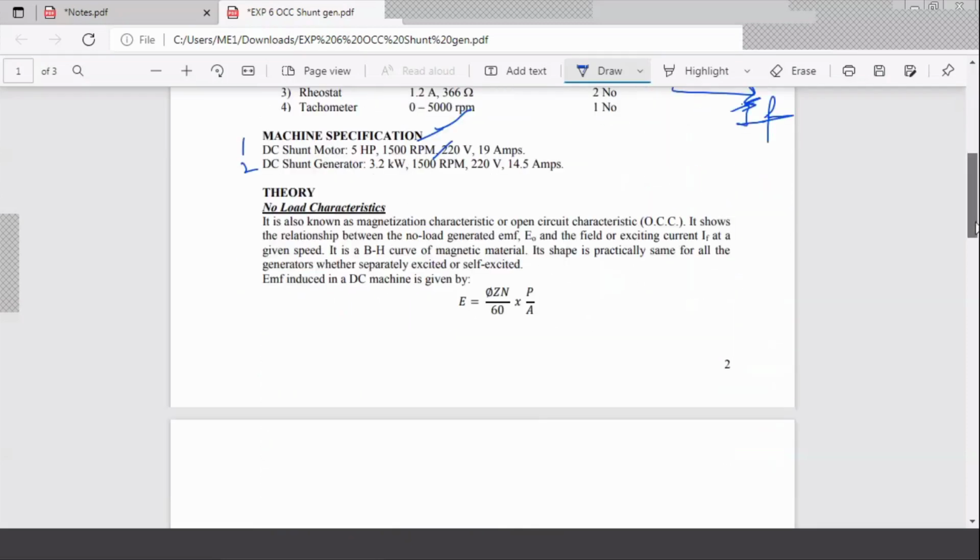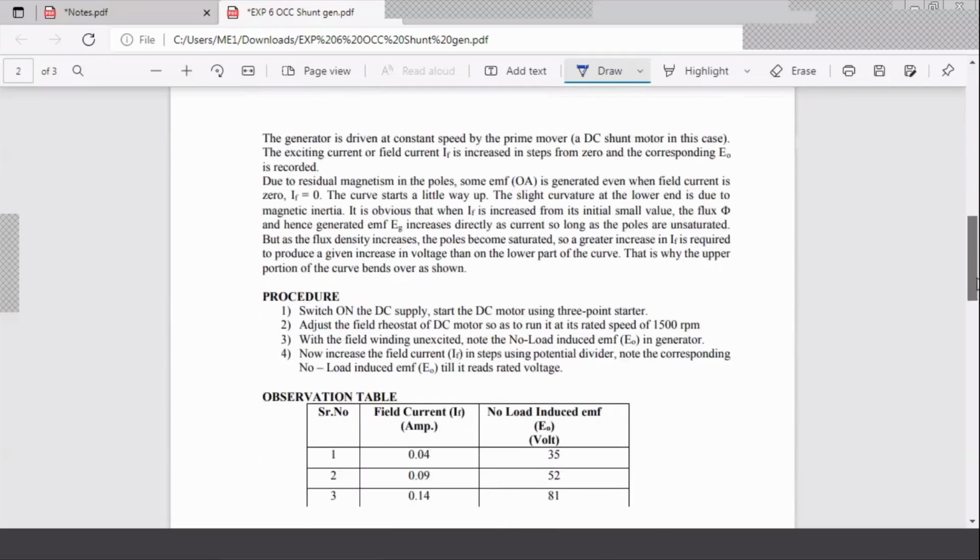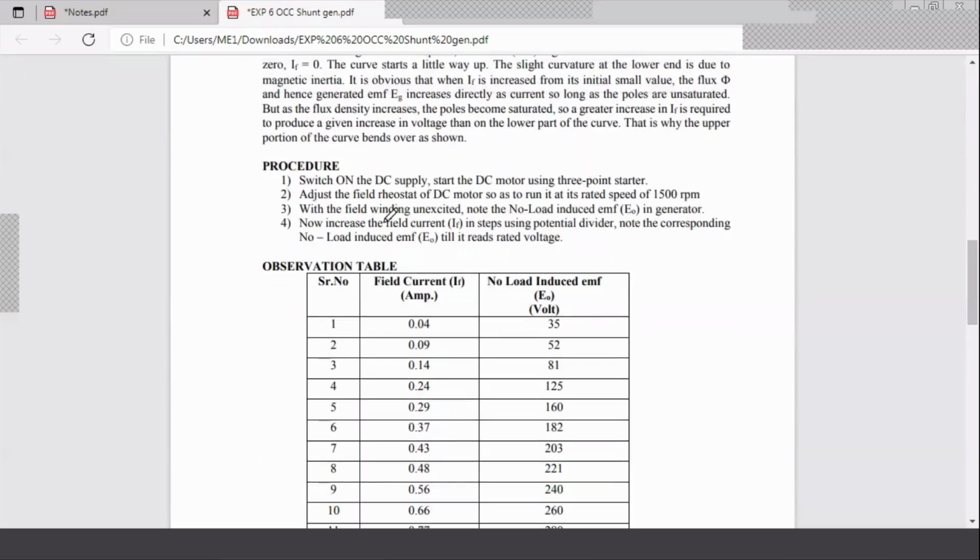So there is some theory which is given, you can go through this later also. And what is the procedure? The procedure is to switch on the DC supply at the input side, start the DC motor using the starter, adjust the field rheostat of DC machine to run the machine at 1500 RPM.